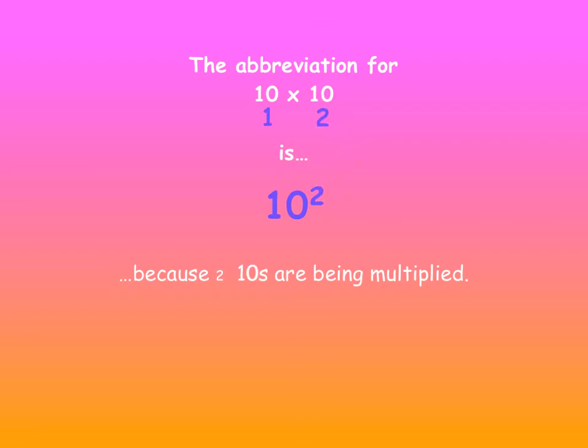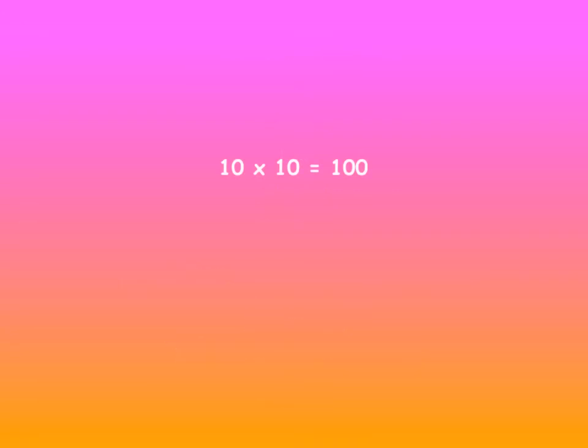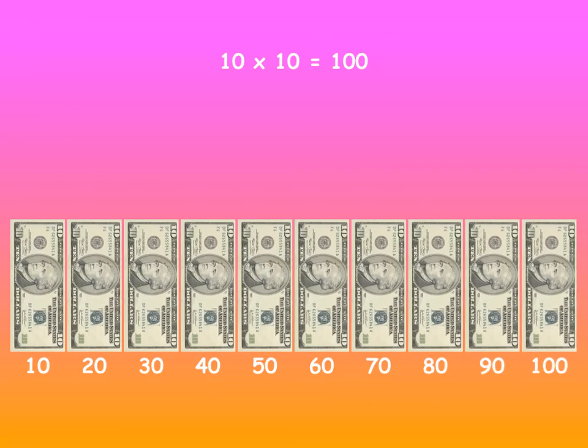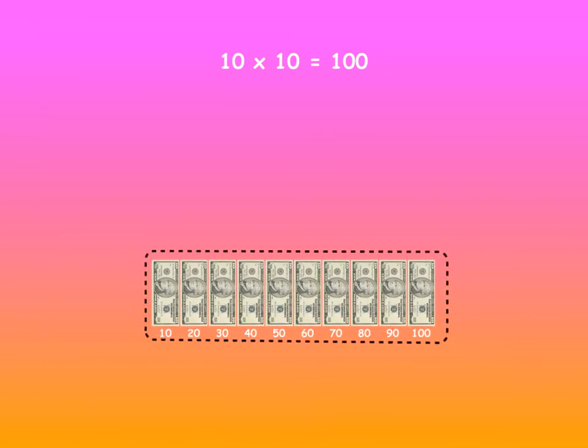And we call this 10 to the 2nd power. 10 times 10 is 100. 10 to the 2nd power is 100. The 2 refers to the 2 tens, of course. Well, 10 times 10 is 100. We know that. Here's a picture, and there's a group of 10 times 10.